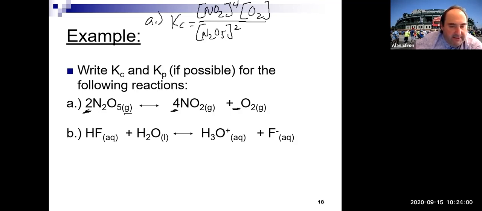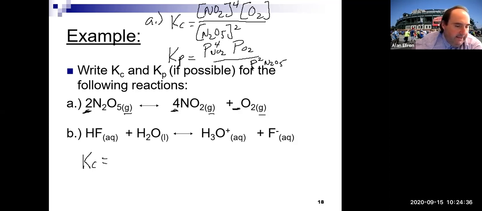Since they're all gases here, we can write a Kp. And it would work just the same way. The only difference is here we would be looking at the partial pressure to the fourth of NO2 times the partial pressure of O2 divided by the partial pressure squared of N2O5. So that's what that guy would look like. Again, it looks pretty similar other than partial pressures versus concentrations. Any questions on that first one?